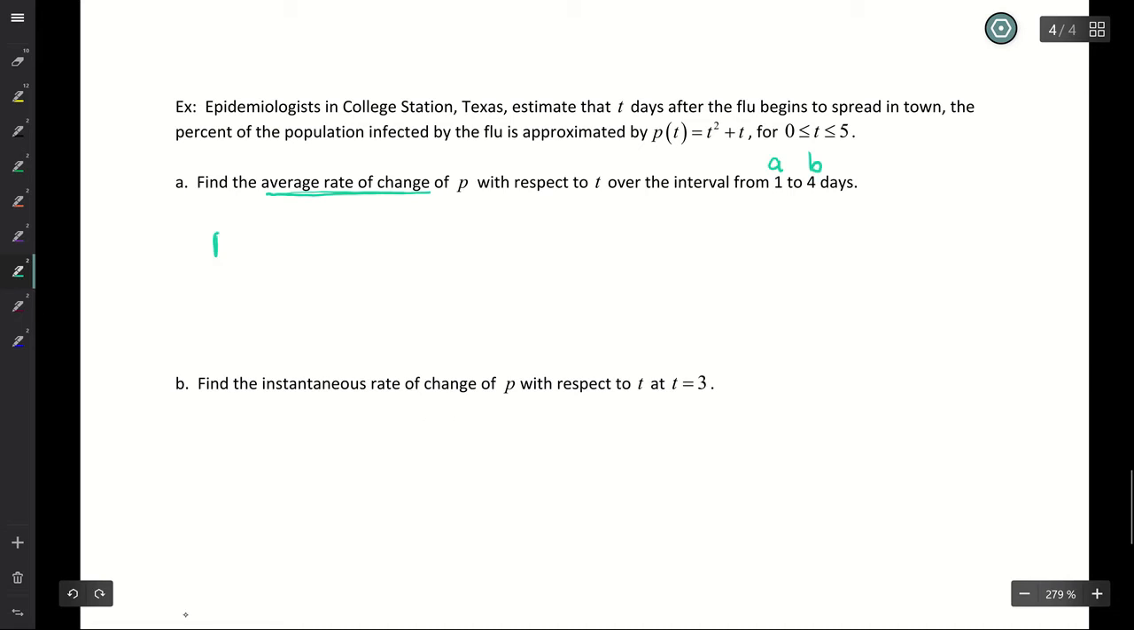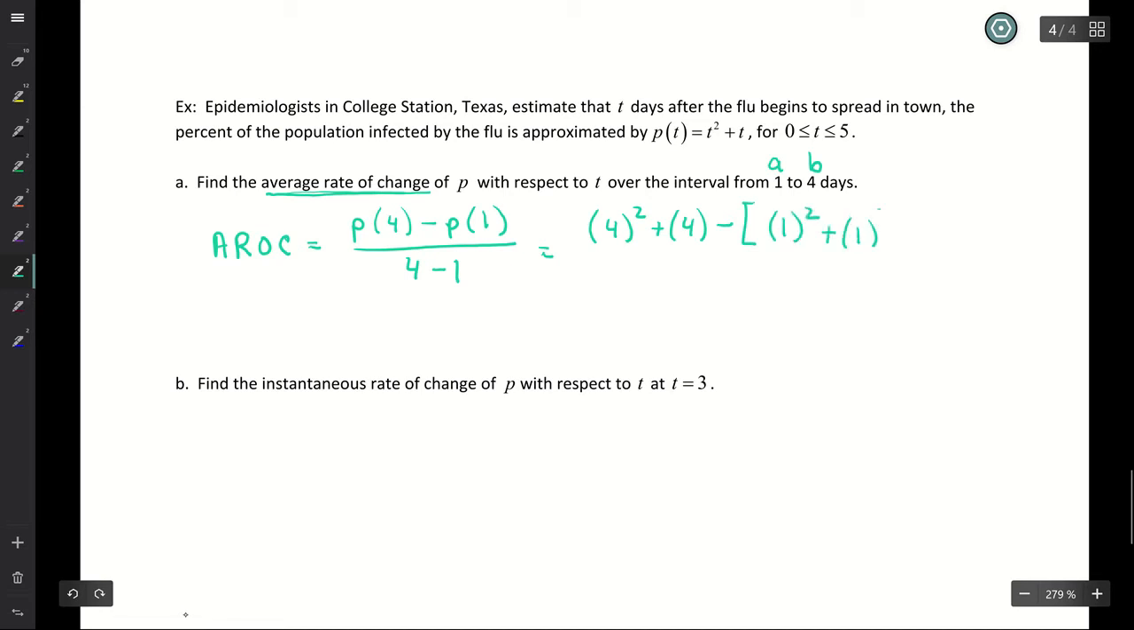So we're going to say here, average rate of change is equal. And then on this one, what's the function called? P. So I'm going to say it's P of 4 minus P of 1 all over 4 minus 1. All right, let's evaluate P at 4. So that's going to be 4 squared plus 4. And then minus, I'll go ahead and put my bracket, and then evaluate it at 1. So 1 squared plus 1. And then in the bottom, 4 minus 1 is just 3.